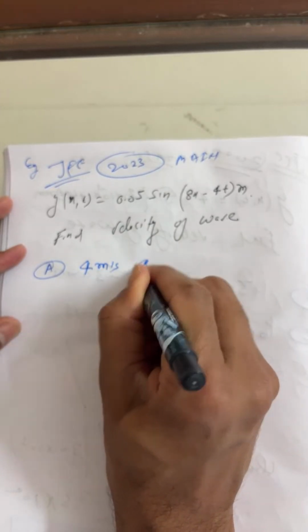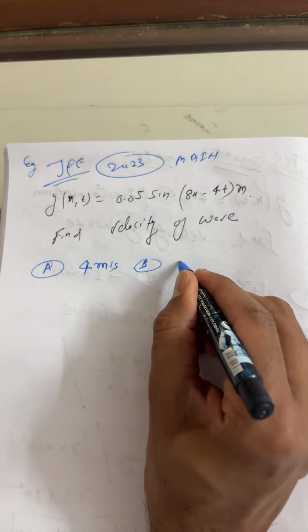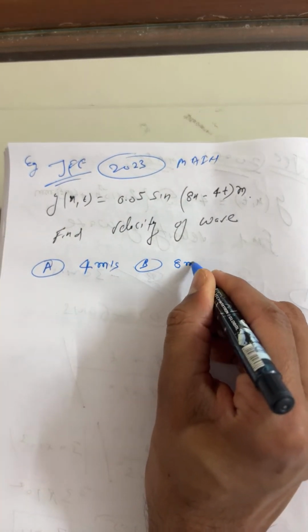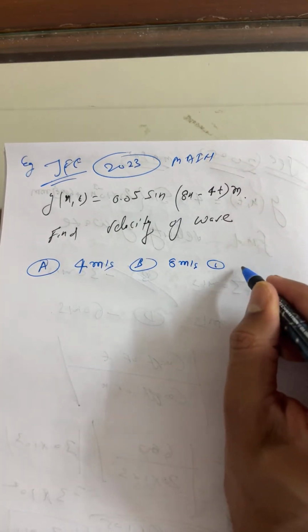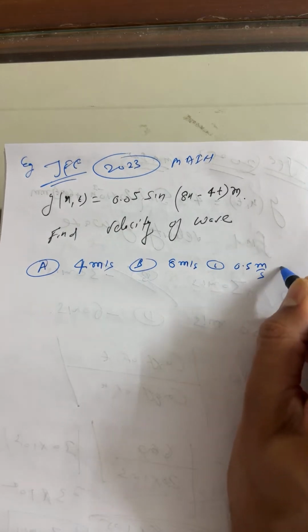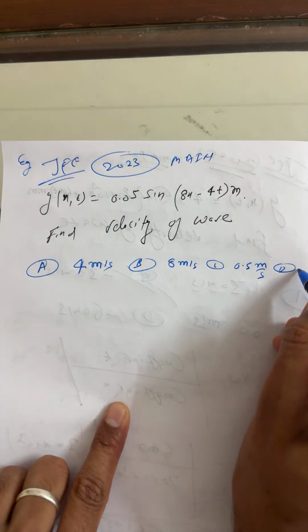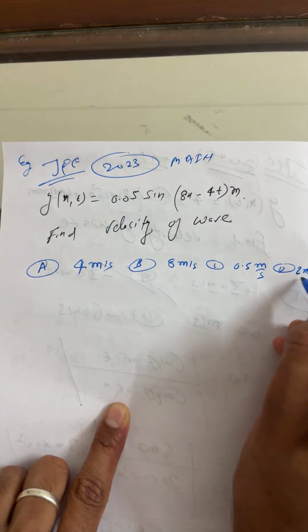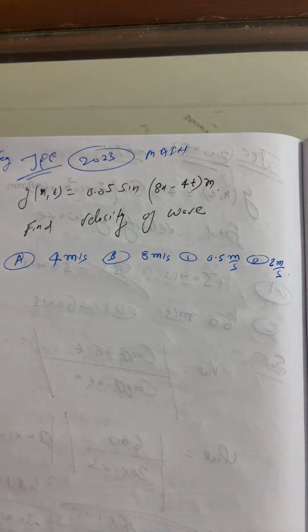The options are: option A, 4 meter per second. Option B, 8 meter per second. Option C, 0.5 meter per second. Option D, 2 meter per second.